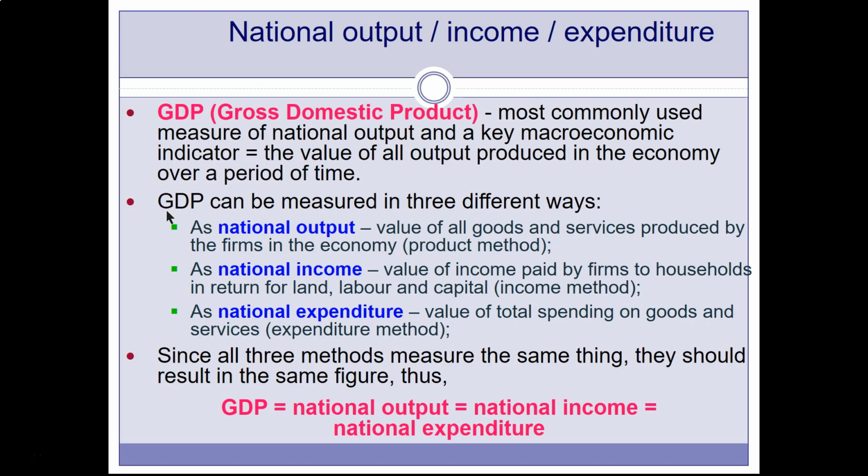In macroeconomics, GDP can be measured in three different ways: as national output, as national income, and as national expenditure. Because all three methods measure the same thing, they should result in the same figure. In other words, all of these variables should be equal to each other. So strictly speaking, in macroeconomics, GDP, national output, national income, and national expenditure are all identical. They're all the same. And this is exactly what we will plot along our horizontal axis on a graph.